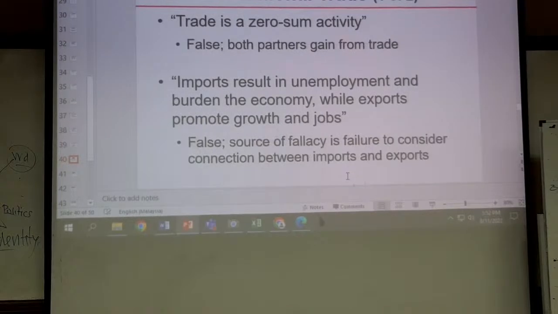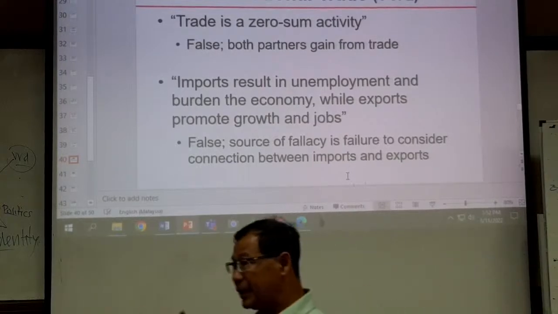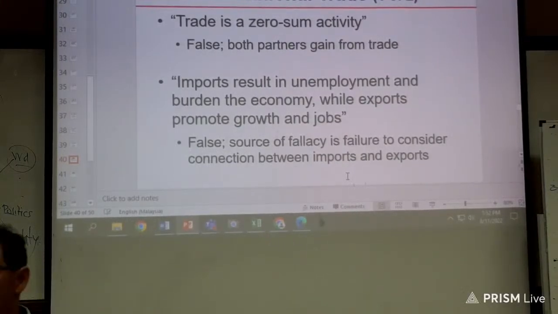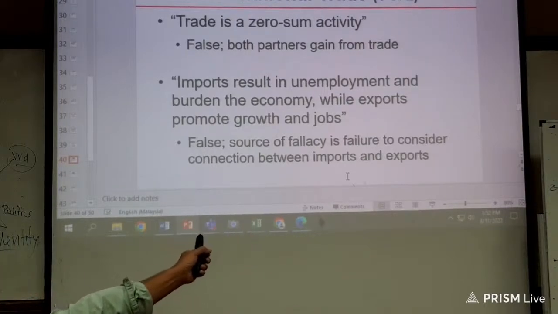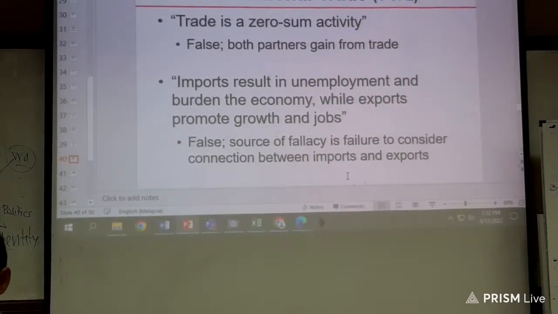Trade is a zero-sum activity. This is the one that we're going to see. This is false, a wrong idea. We're going to learn in this class that trade is a positive sum activity. Positive, not negative. Some countries are protecting, stopping imports because they operated with the idea of trade as a negative sum activity. One country gains at the expense of another.